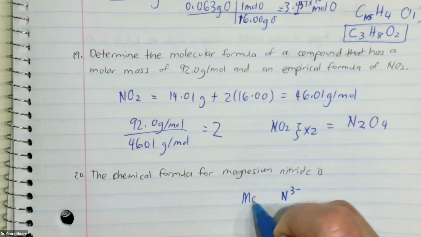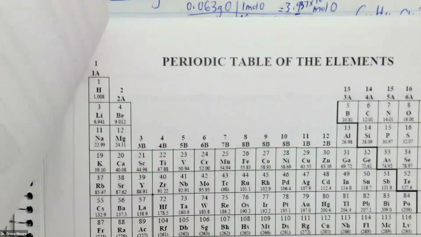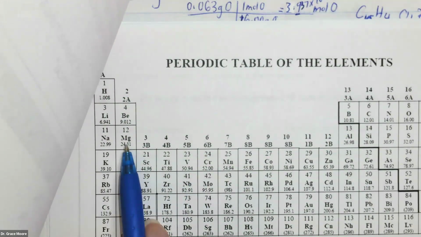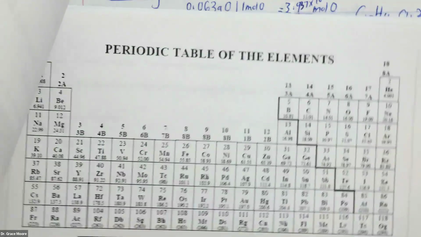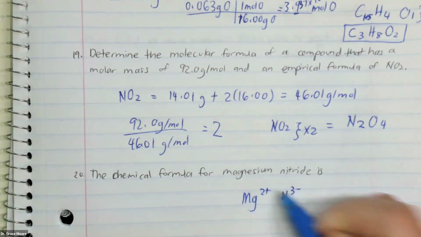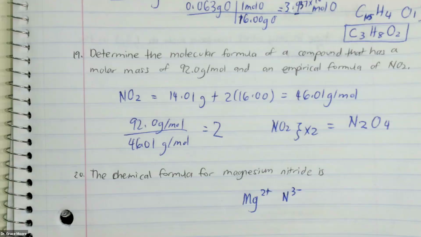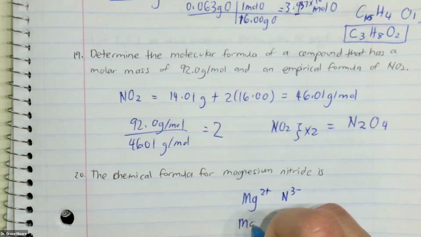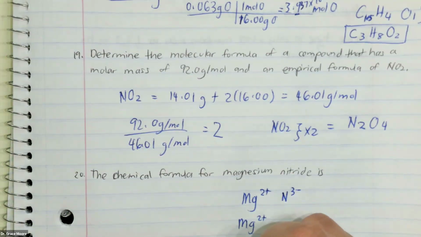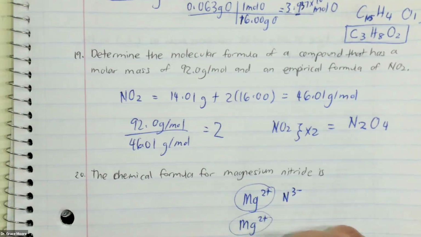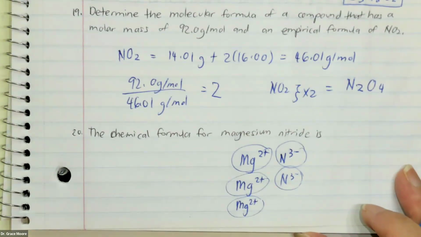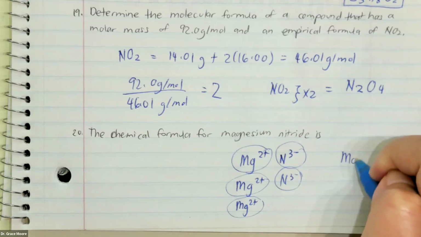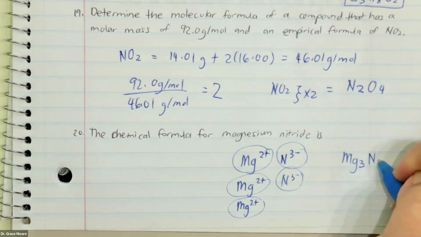And then your magnesium, if you take a look, magnesium is in group 2, right there. So it would be 2 away from perfection of neon, so it would be a 2 plus charge. So if you put Mg 2 plus and N 3 minus, they say crisscross, right? So really when you mean crisscross, you need 2 plus and another 2 plus. So there's like 3 of these and 2 of these to make it even. Okay, so the formula would be Mg3N2.